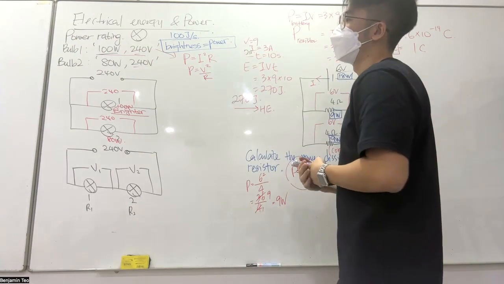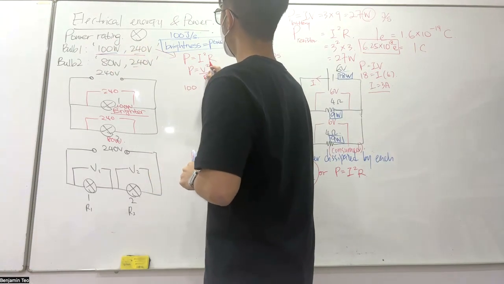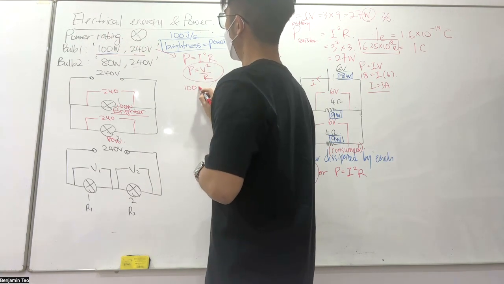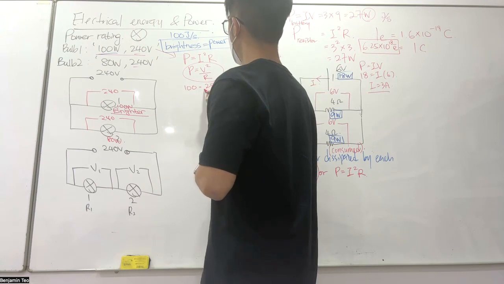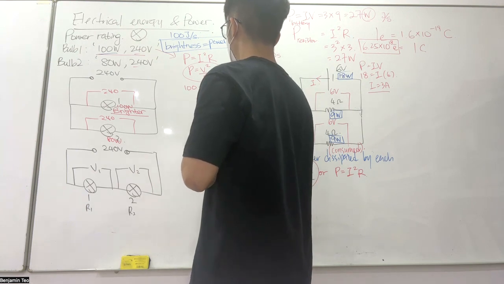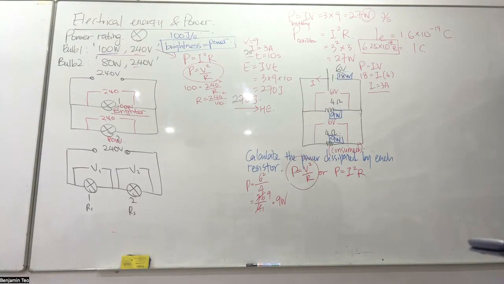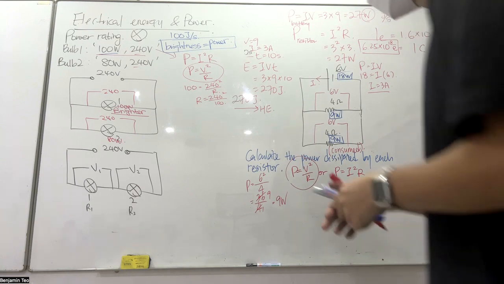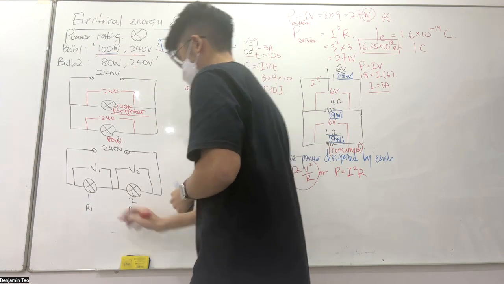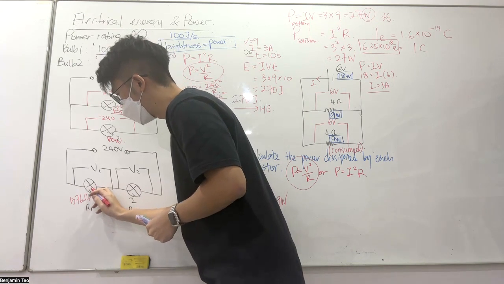So let's find the resistance for bulb 1. 100 watts. I will use the second formula because I don't have current, but I have voltage. 100 equals 240 squared over R, so R equals 240 squared divided by 100, which is 576 ohm. This is R1. Once I get this, it's fixed for this bulb.